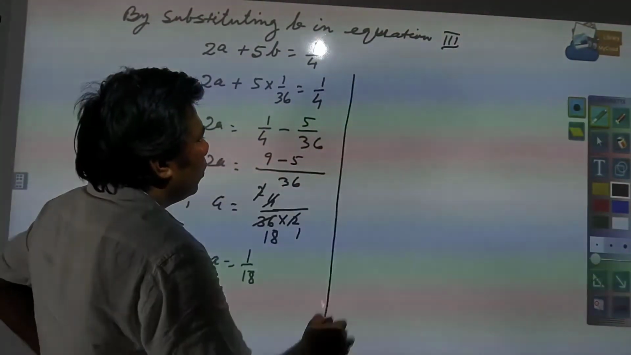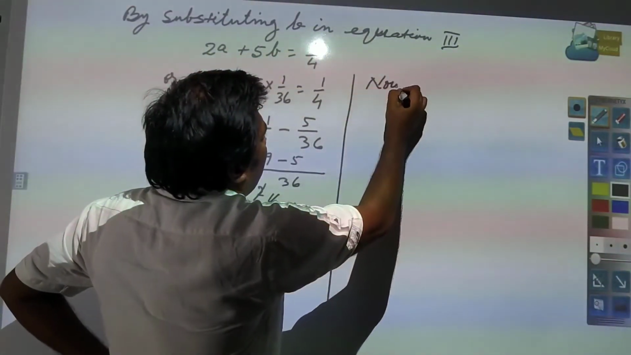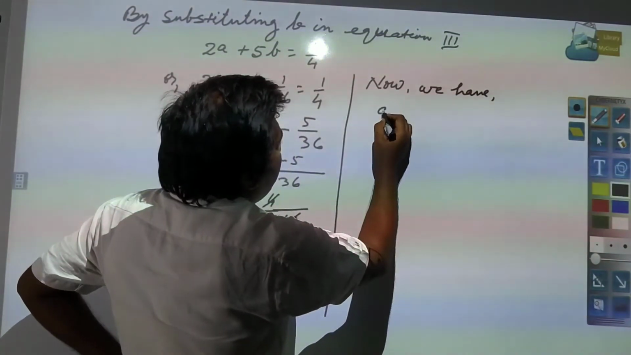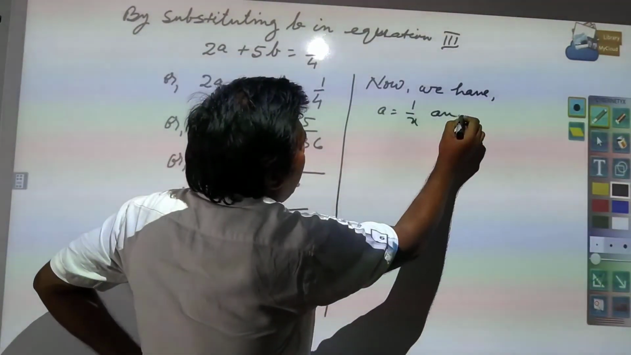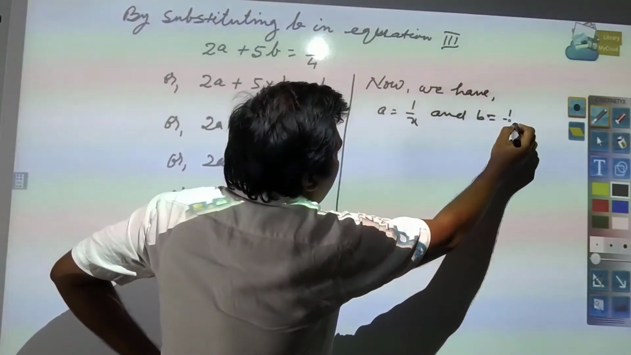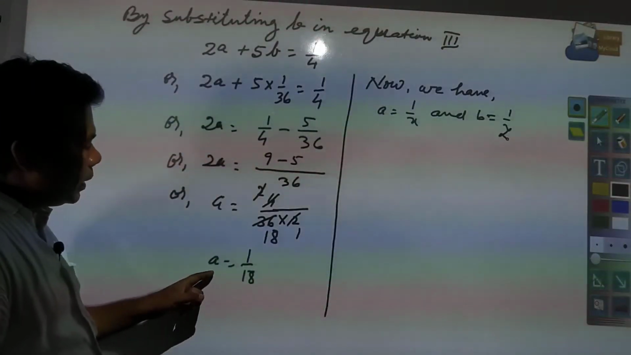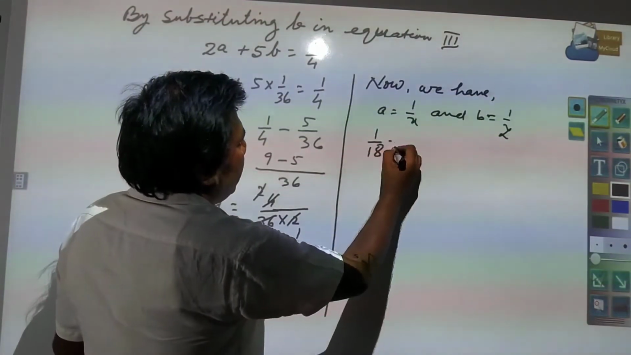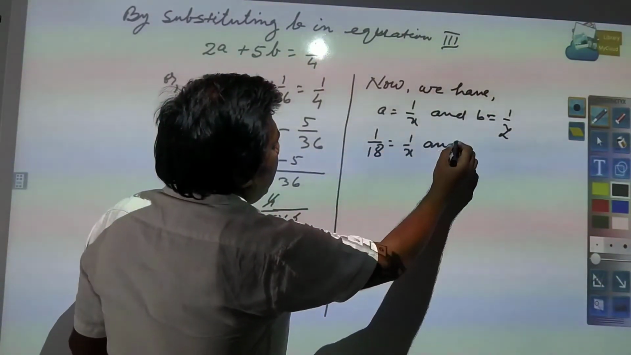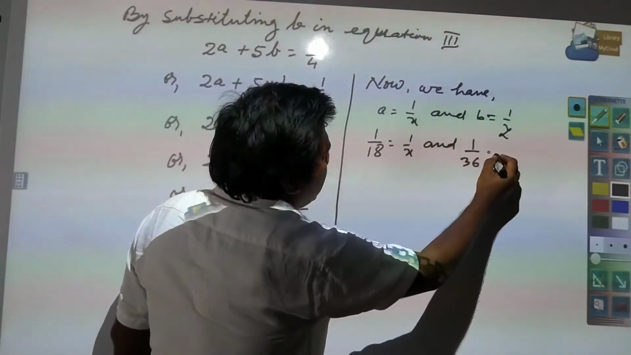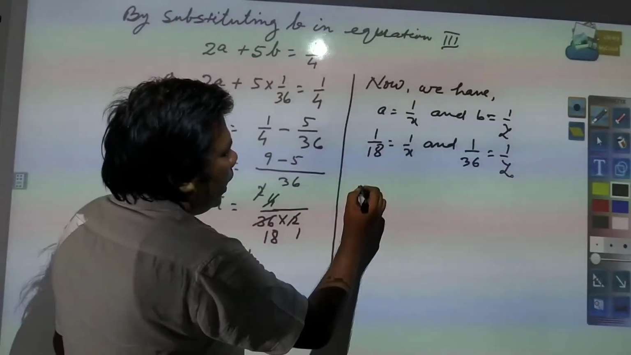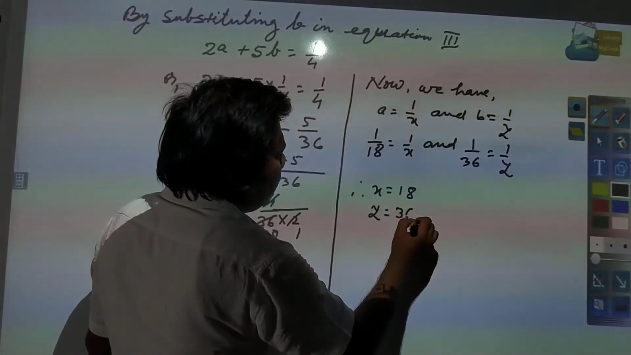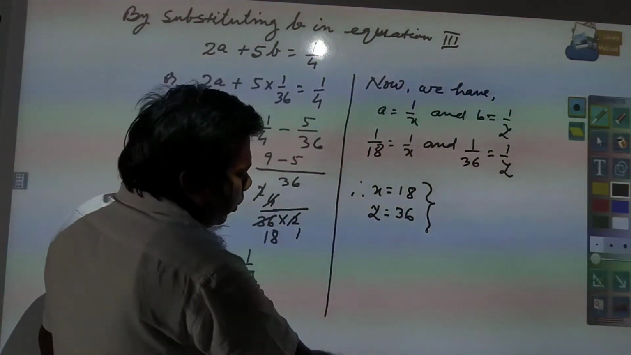So now we have, what? A is equal to 1 by x and b is equal to 1 by y. So if you are substituting this, what you will get? 1 by 18 is equal to 1 by x and 1 by 36 is equal to 1 by y, and therefore x you will get 18 and y is equal to 36, and this will be your answer.